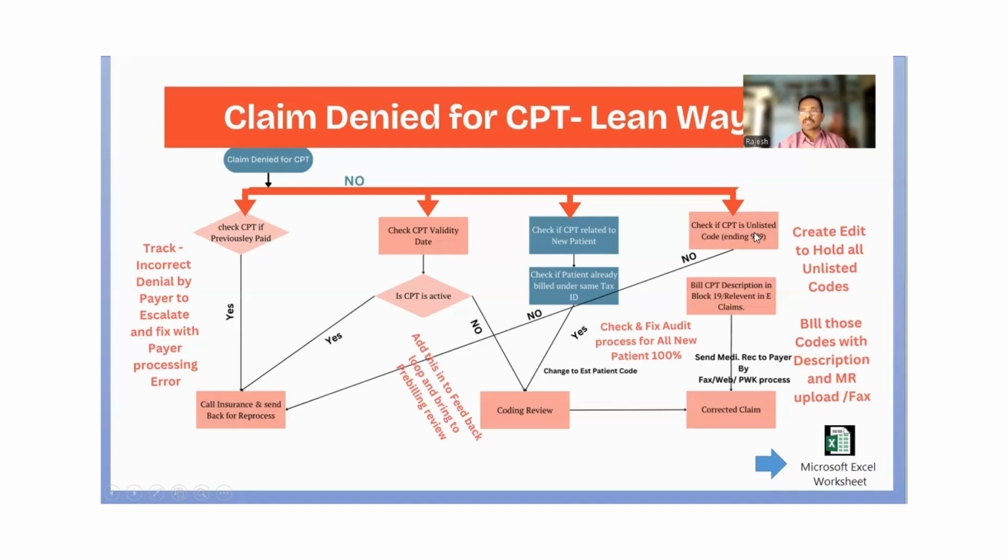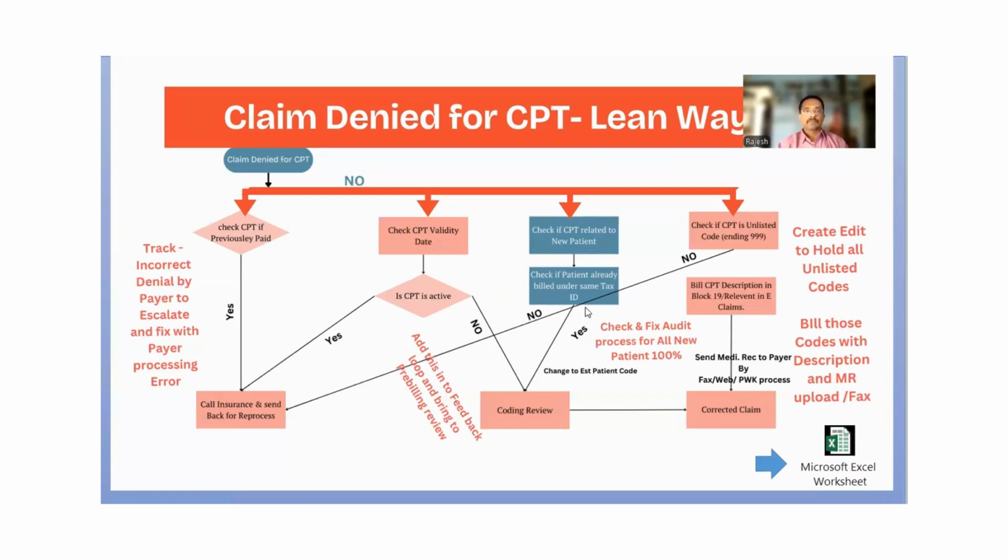And when it comes to the unlisted code, this is a usual process. If your team or your company is not doing it, please initiate this. You have to create an edit and hold all the unlisted codes as a manual edit for the charge entry team. They can go and add the description. And in some areas, we can upload the medical record also to the insurance company. We can do this in one single shot. So this is what we are covering in the lean methodology.